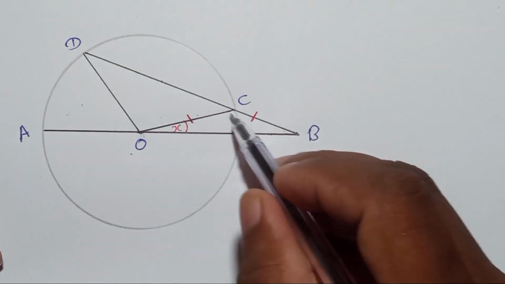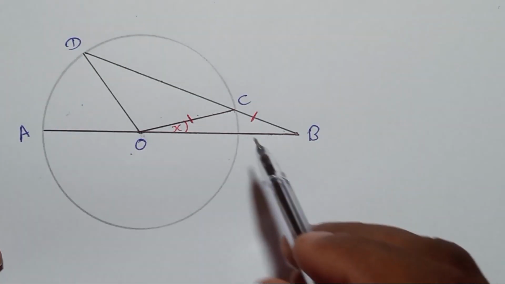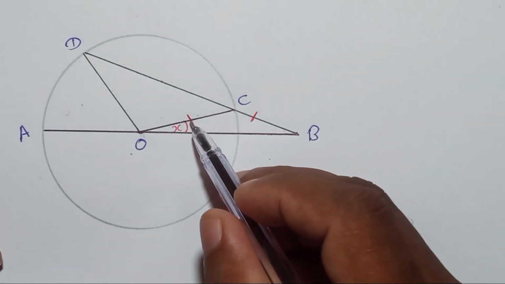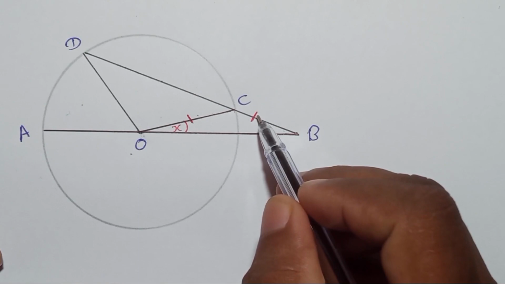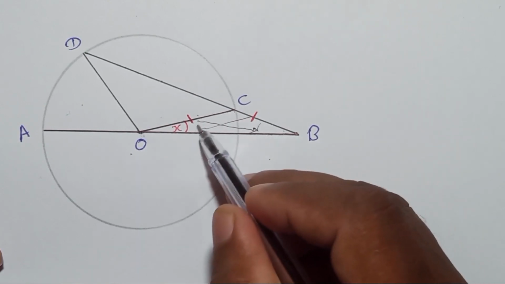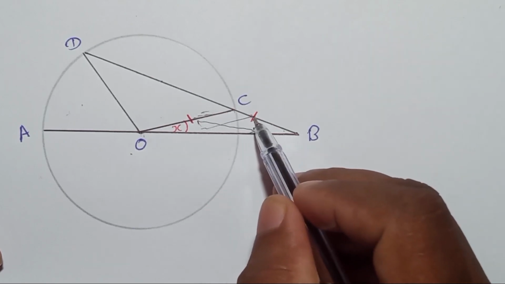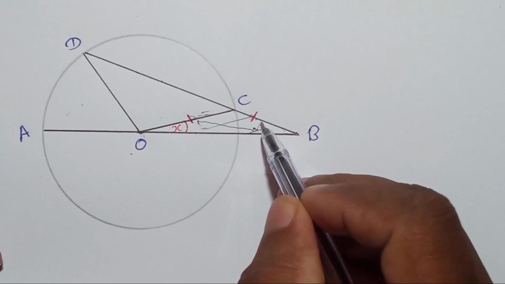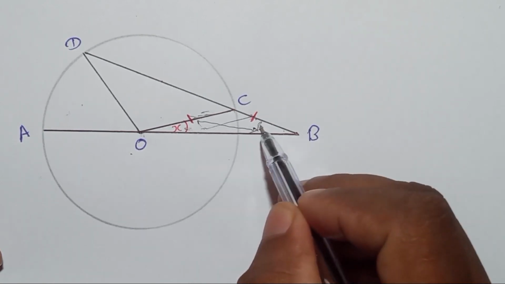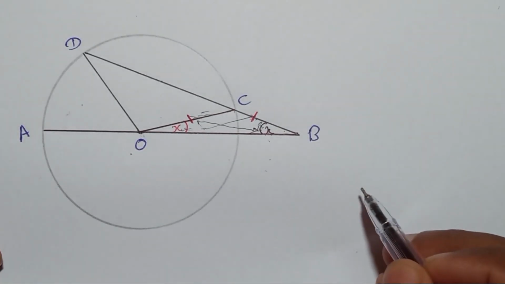That means this is an isosceles triangle, OCB. Isosceles triangle means when we have two sides equal in a triangle, the opposite angles are also equal. This angle will be equal to this angle, right? These are the equal sides, and the opposite angles of both sides will also be equal. Now if this is x, you can name this also as x, right?